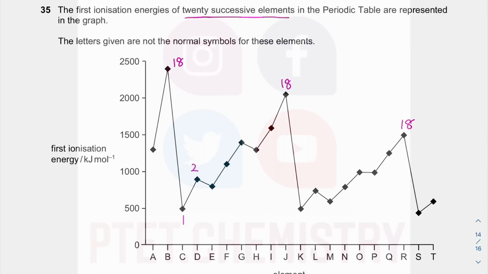This is your group 2 and 13. Your first drop is due to filling in the P subshell. This is the P block. This is the S block. In fact, the P block ranges from here all the way to here. P1, P2, P3, P4, P5, P6. So this is between P3 and P4.